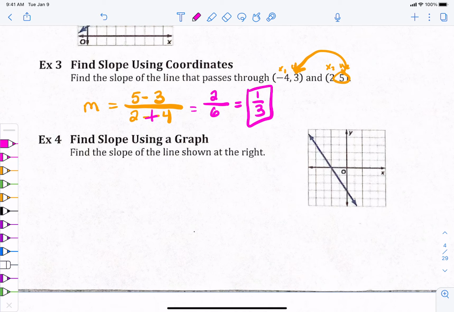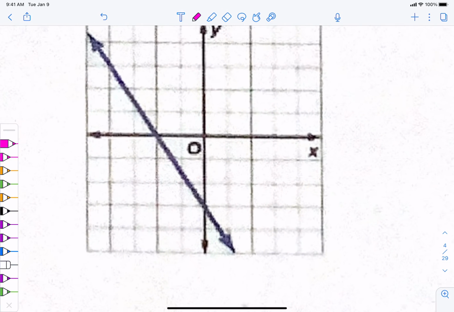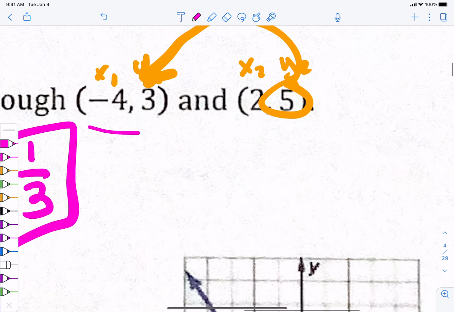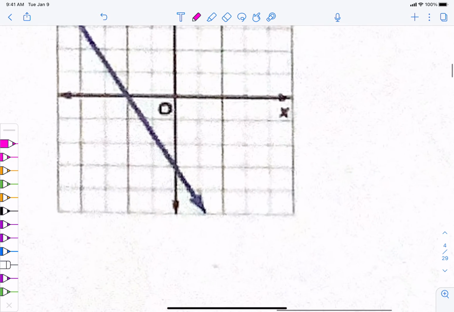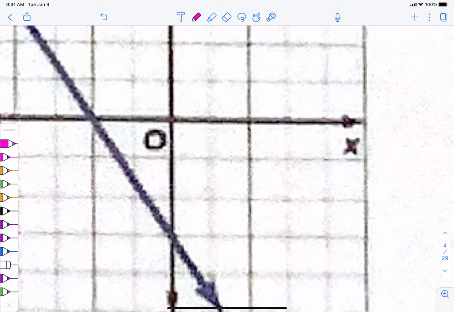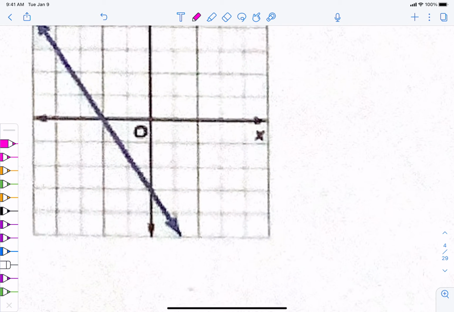Right. Okay, example 4. Find the slope of the line shown at the right. Okay, so we've got this line here. And we can certainly find 2 points on that line and do the y2 minus y1 over x2 minus x1. But there may be a better way. So let's look at this line and find 2 points that cross really nicely. You know what I mean by really nicely? Cross at a very good place, right? Where is a really nice place where it crosses?